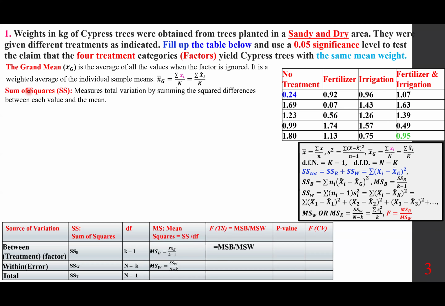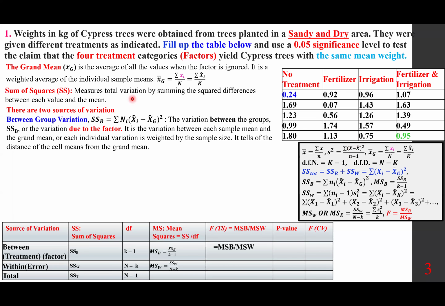Sum of squares, SS, measures total variation by summing the squared differences between each value and the mean. In other words, we are looking at the numerator here. That is called the sum of squares.